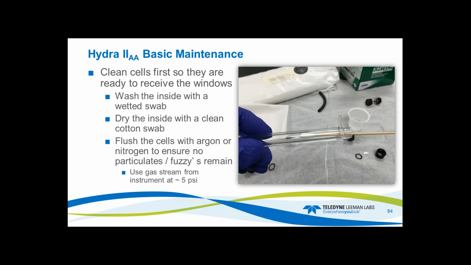So you want to clean the cells first. Once you have those clean, they're ready to receive the clean windows. So you want to wash the inside with a wet swab. Use a dry, clean cotton swab to dry it out, and then flush with argon to clean out any of the fuzzies or any particulates that remain. So you want to make sure they're cleaned out of there. You can use a gas stream from the instrument to do this. Set to 5 psi so you don't lose anything that you're holding. Make sure the pressure is low.